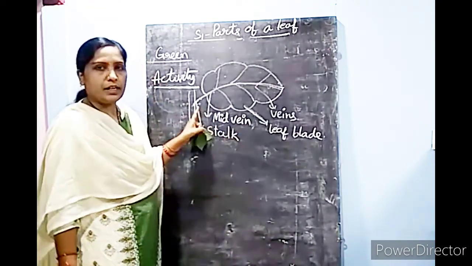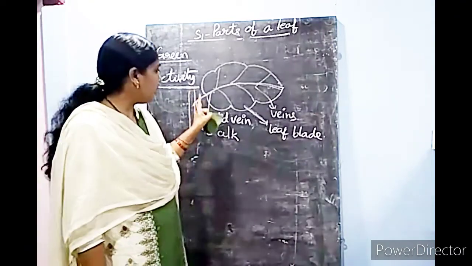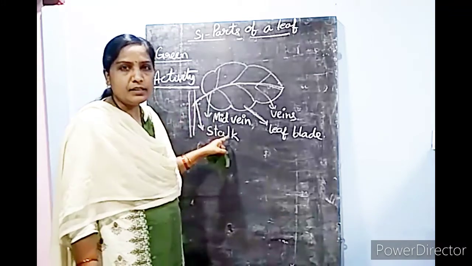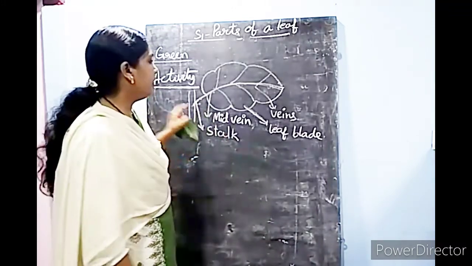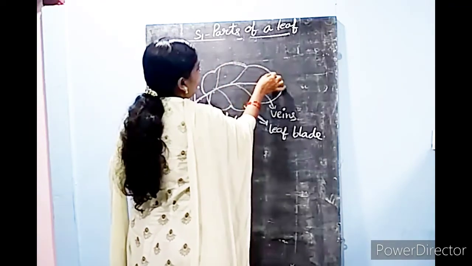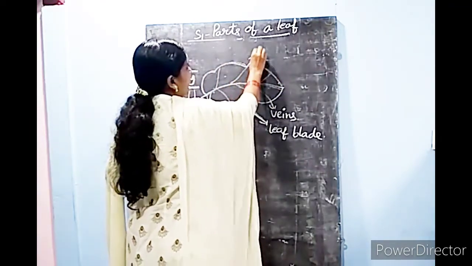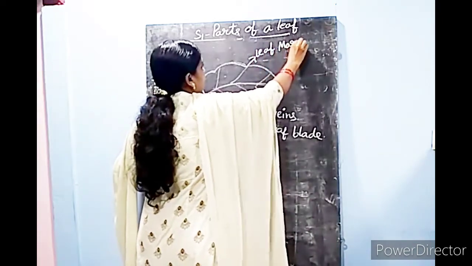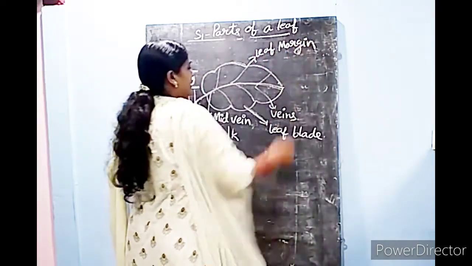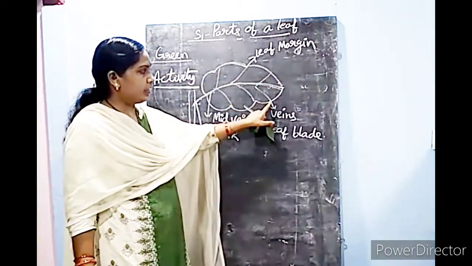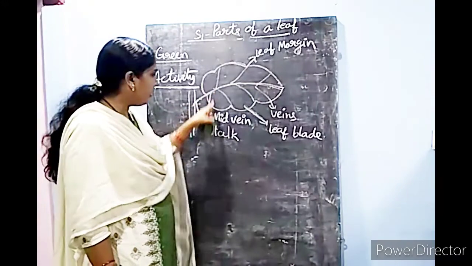All the leaves are connected to the stem, right? The part which is connecting the leaf with the stem is known as the stalk. And these are leaf margins, where the end of the leaf is known as the leaf margin. Leaf margin, leaf blade, side veins, mid vein.